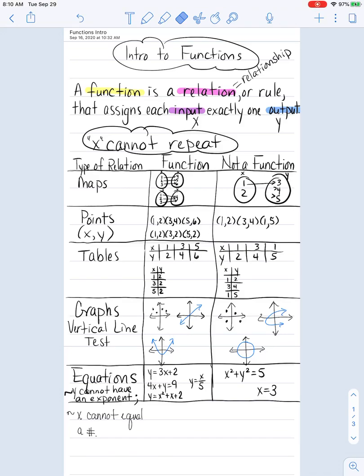Hey guys, so today we're going to start taking a look at functions. So first let's talk about what a function is. A function is a relation or relationship or rule that assigns each input or x value exactly one output or y value. So what I want you to do is take a moment, pause the video, and copy these notes exactly as you see them, okay?